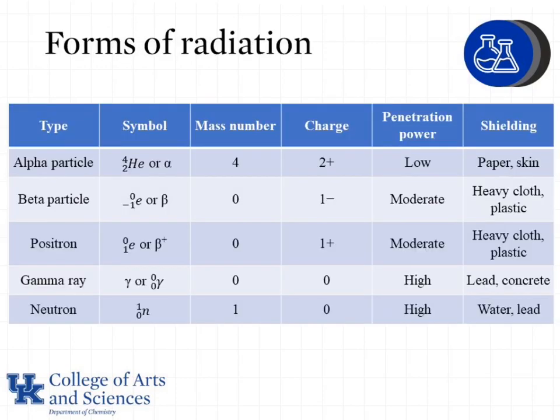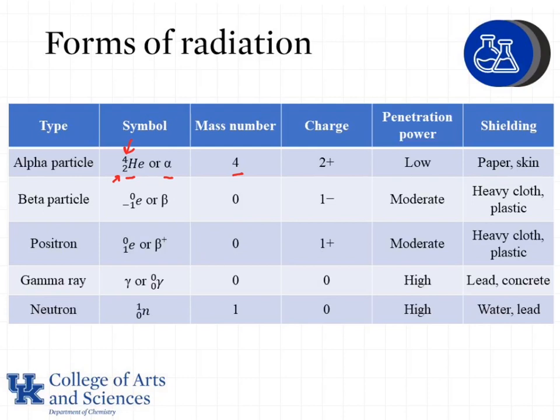There are several types of radiation. The first one we will look at is the alpha particle. Note that an alpha particle is the same thing as a helium atom, so you will see that notation used or the alpha symbol. We have a mass number of 4, which we see in the superscript, and we have a charge of 2, and that is equal to the value in the subscript or the atomic number.